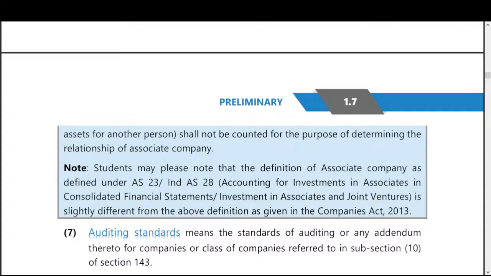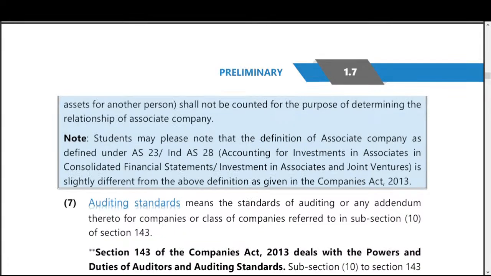Okay. Note: students may please note that the definition of associate company as defined under AS 23 and Ind AS 28, accounting for investments in associates in consolidated financial statements, and investment in associates and joint ventures, is slightly different from the above definition given in the Companies Act 2013.